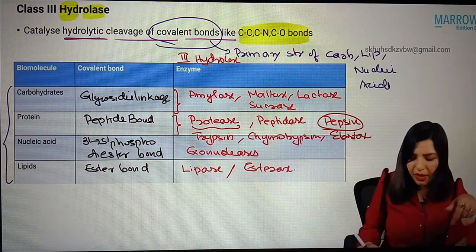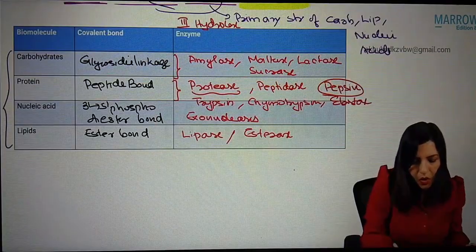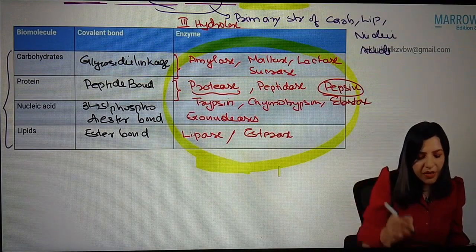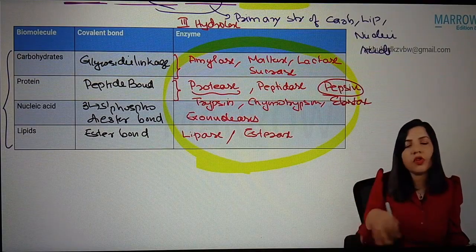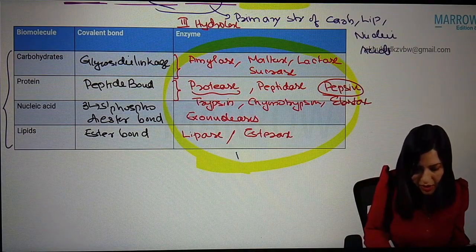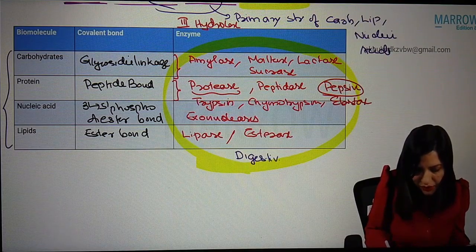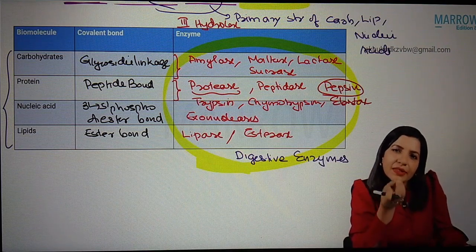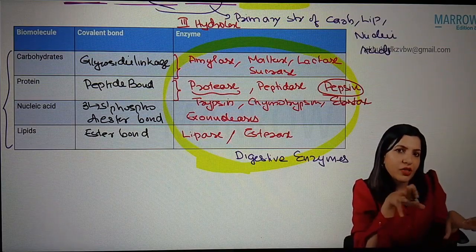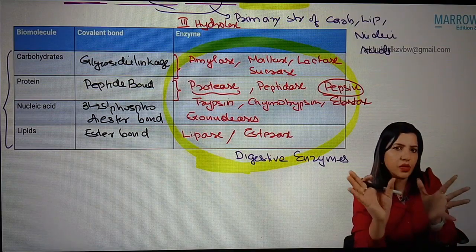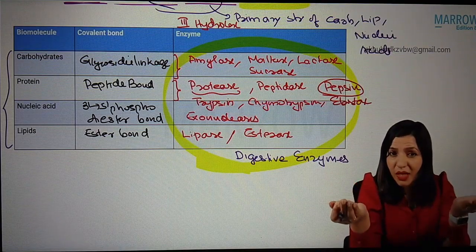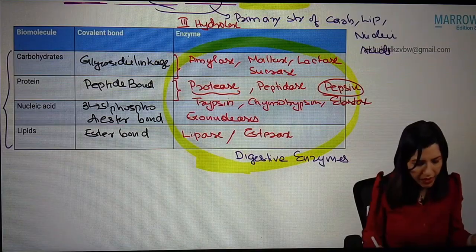So what we are ultimately learning from here is all these enzymes are hydrolases. Now, what is the common term that we can call for all these enzymes? All these are digestive enzymes. All these are digestive enzymes. Fine. Even if I've made you write a lot of things, it's very simple to learn. Just learn one sentence here. All digestive enzymes are which class? Hydrolase. Okay. Now, what are the other examples?